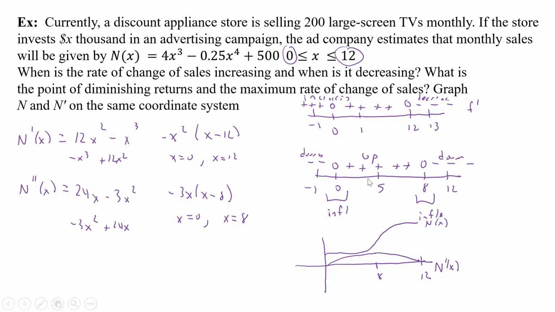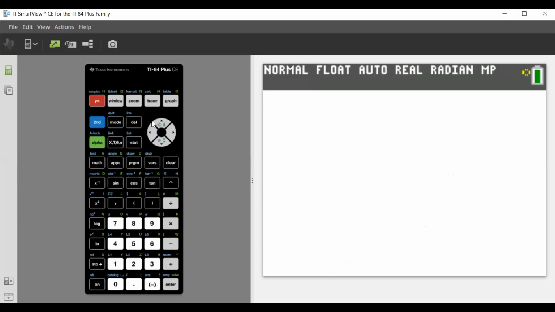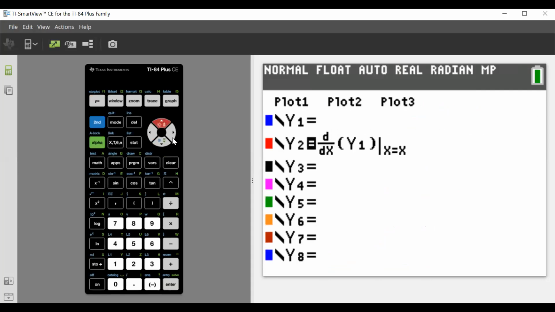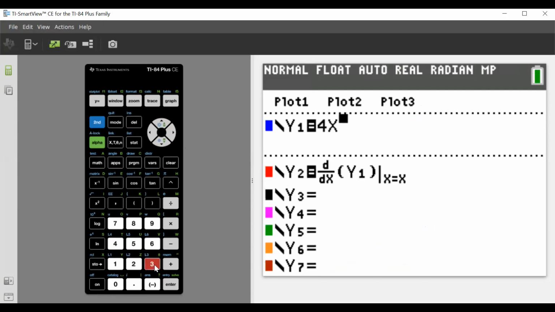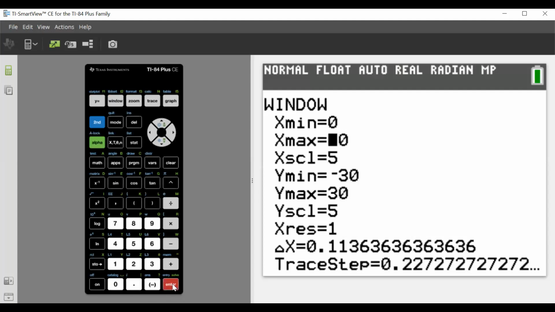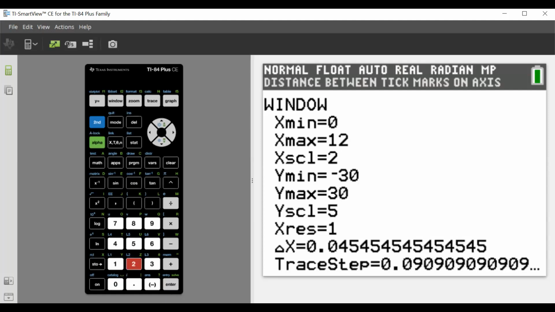So let's see what it looks like if we graph it. And again, our graph is probably not going to be the best in the world. And let's actually turn on our derivative now because we're going to want to see what that looks like. And so our function was 4x to the third, and then we had a minus 0.25x to the fourth. And then we had plus 500. All right. Now our window is going to be from 0, and let's only go to 12 because that's really where it was. Let's go by 2.